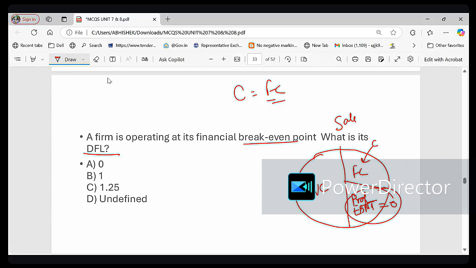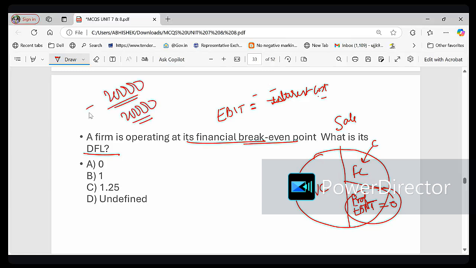So the point is, financial break-even. What is the meaning of this financial break-even? It means the company operating profit, that is EBIT, is exactly equal to the interest cost, right? So suppose EBIT is 20,000, so interest cost is also 20,000. Means whatever your profit is, the same is the cost, right? So there is nothing left for the shareholder.